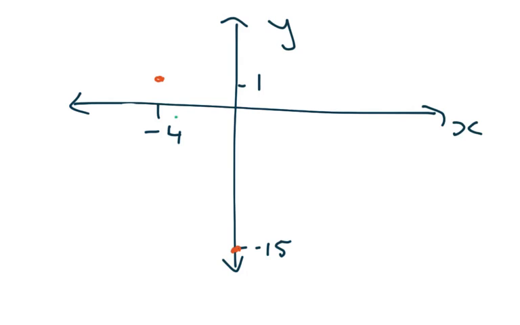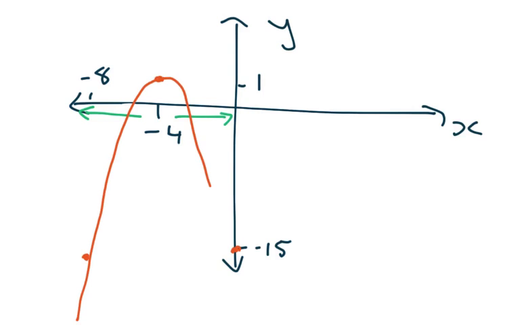Now, we've gone 4 this way to go down 15, which means we need to go 4 this way to go down to 15. So we're actually at -8 now. And we go down to -15 here. Now again, you need to draw in your curve. Yours will look a lot nicer than mine, hopefully. That one's not too bad.